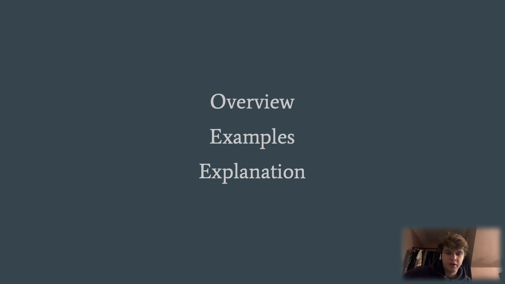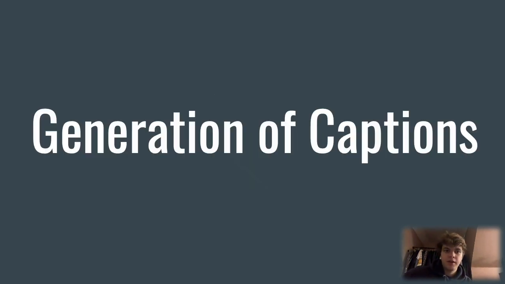So here I'm just going to be going over the overview of the zero-shot algorithm, examples, and an explanation. Zero-shot basically means that it's capable of performing a certain task without actually having any prior training. So that's hence what this is.